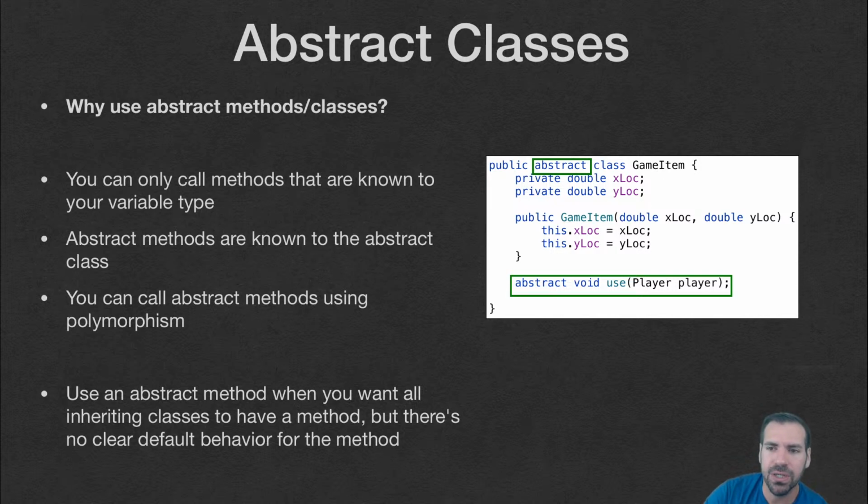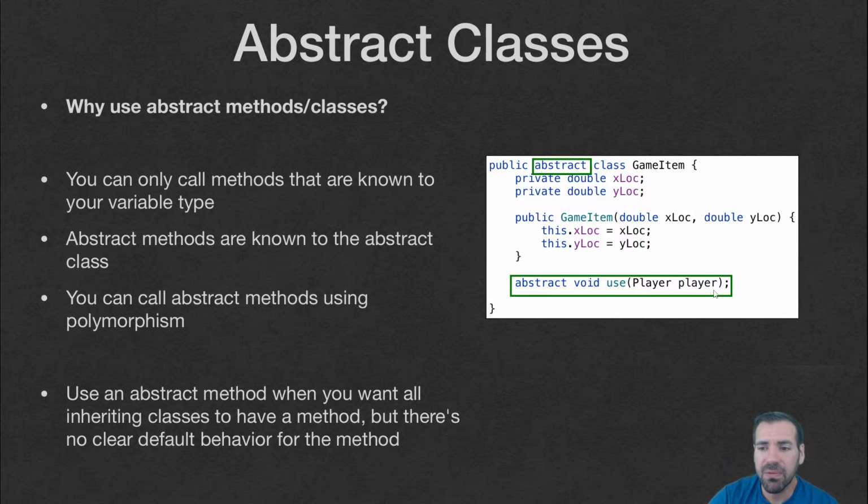So since we have that restriction with polymorphism, we can only call methods known to the superclass, to the variable type. If we have a variable of type GameItem and we want to call use on it, but we don't have any default implementation that makes sense, like a generic item using an item. Back in the inheritance lecture, we printed to the screen item used, and maybe there is some default behavior we want here. Maybe we want to do some inventory tracking or something like that.